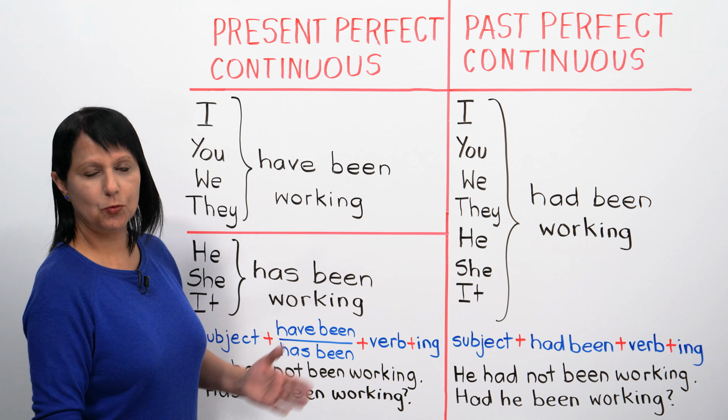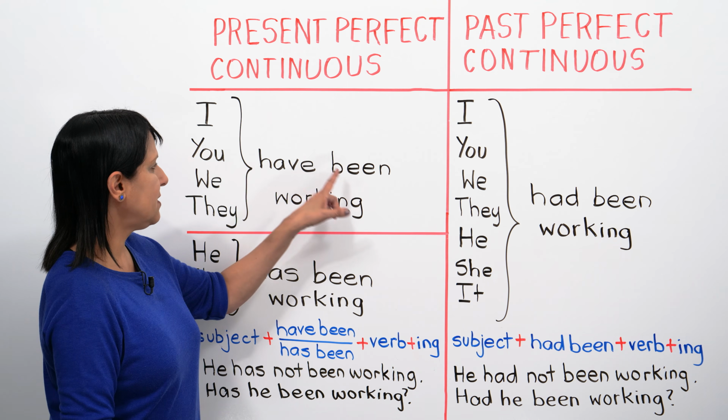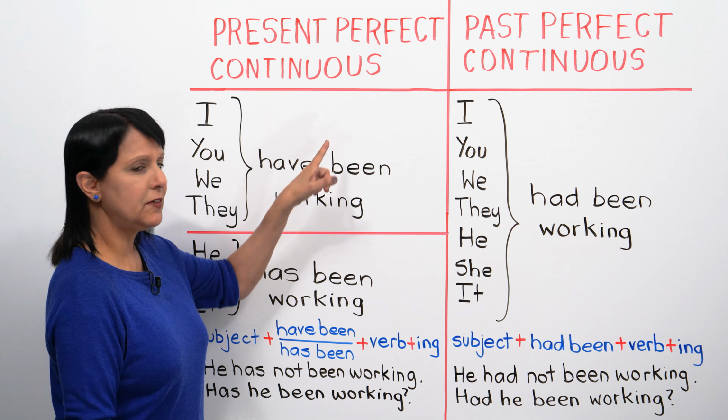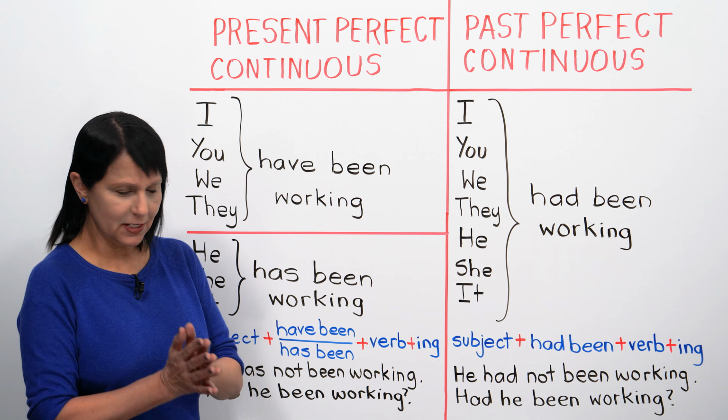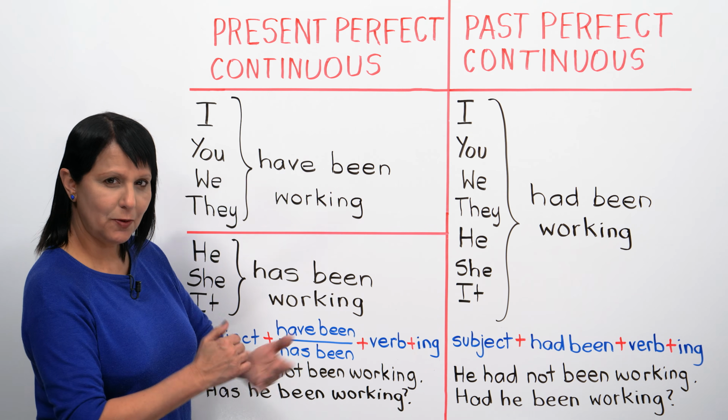He has not been working. Right? So basically we're just putting not. I have not been working. He has not been working. We're just adding not.